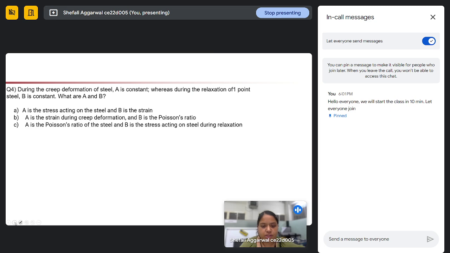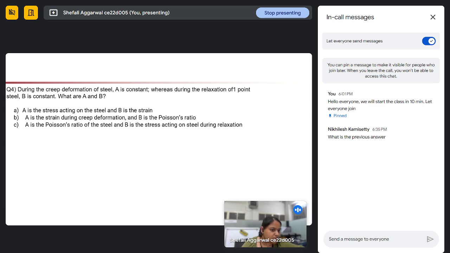So the next question is: during the creep deformation of steel, A is constant, whereas during the relaxation of steel, B is constant. What are A and B? Option one: A is the stress acting and B is the strain. Option two: A is the strain and B is the Poisson ratio. Option three: A is the Poisson ratio and B is the stress acting.